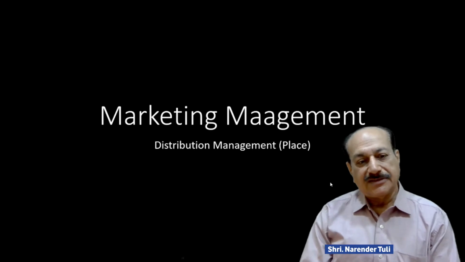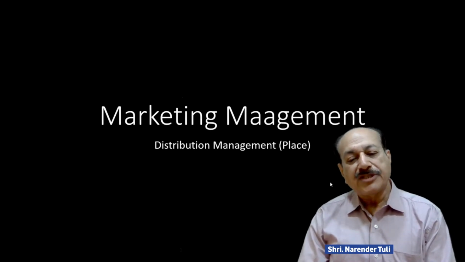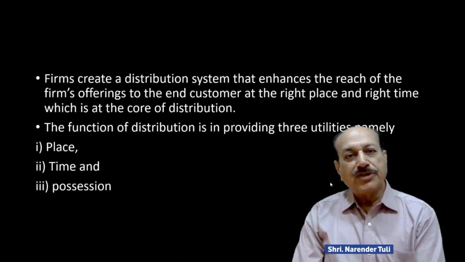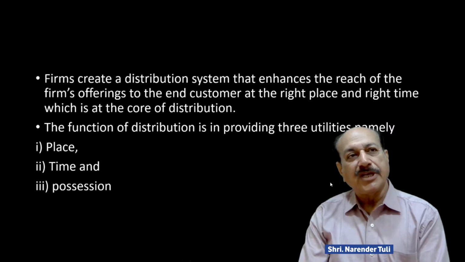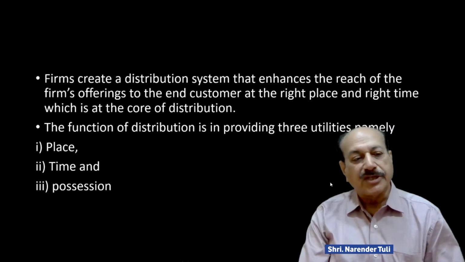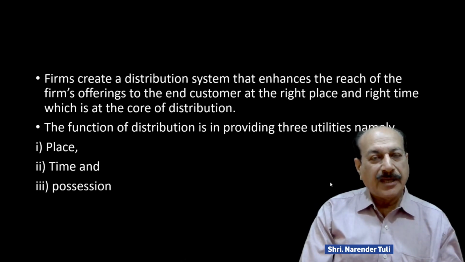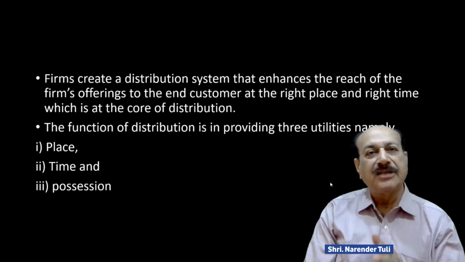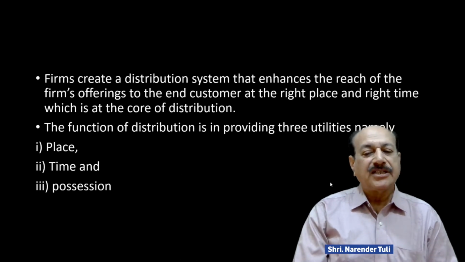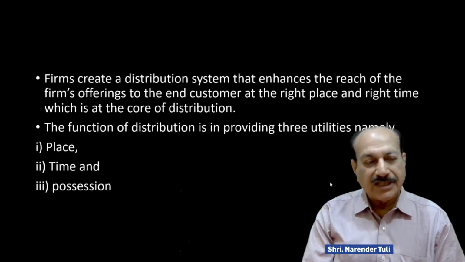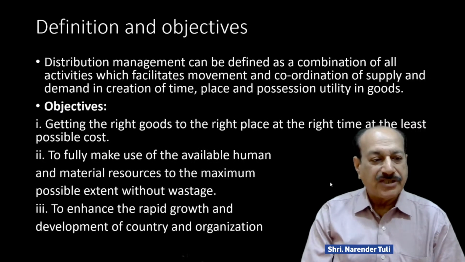The fourth P of marketing management is distribution management, place. We had used the term place, but basically it is distribution management. Distribution provides three utilities: place utility, time utility, and possession utility. It is produced in some other place, but it is available at the place where you want it, which creates place utility. It is made available at the time that you want it, time utility. You take hold of it, you possess it, and you feel good about it. That is the possession utility.